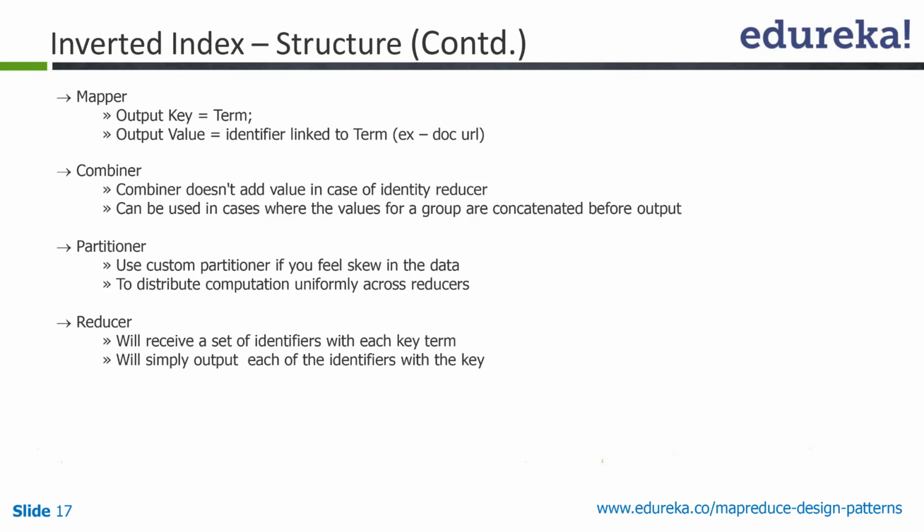Of course, the partitioner is important here because there could be skew in the data. There are certain terms which will occur many more times than other terms which are very infrequent in the document. If you end up with skew in the data with a hash partitioner, the default partitioner, then you might be in trouble. So in cases where you know there is definitely a skew in the data, or you have done some statistical analysis on this data before giving it to the inverted index, then it makes sense to write your own partitioner.